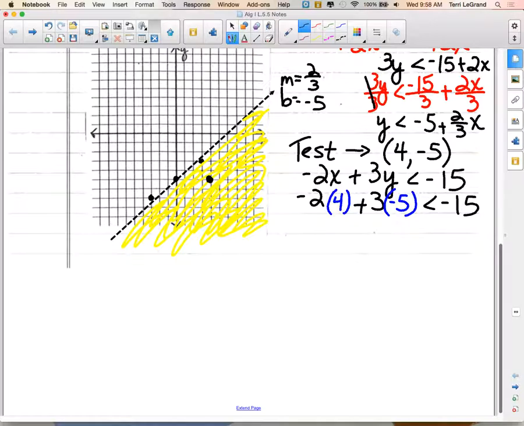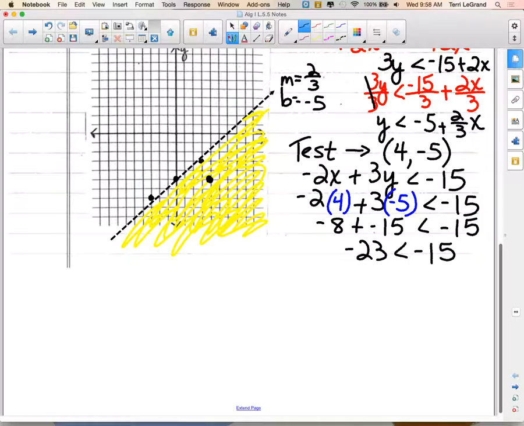Negative 2 times 4, negative 8. 3 times negative 5, negative 15. Bring down our is less than, bring down our negative 15. Okay. What's negative 8 plus negative 15? Negative 7. I'll go with negative 23, I heard. Negative 23. If you borrowed $8 from somebody and then you borrowed another 15, guess what? You wouldn't only owe them $7. It's going to work that way.